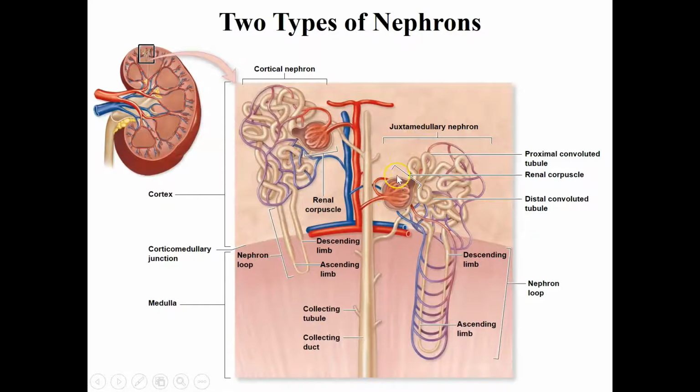So the glomerulus, glomerular capsule, proximal and distal convoluted tubules are still in the cortex, but now in a juxtamedullary nephron, the loop of Henle dips way down deep into the medulla. Okay, so that's one difference.